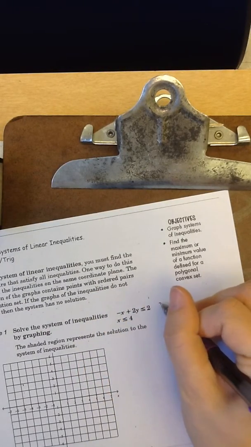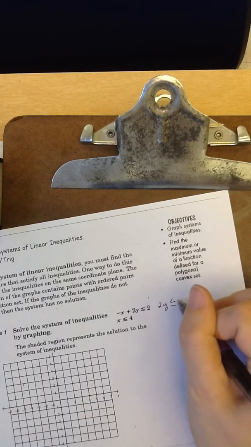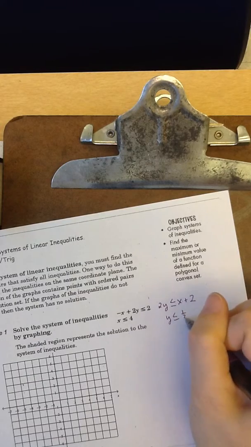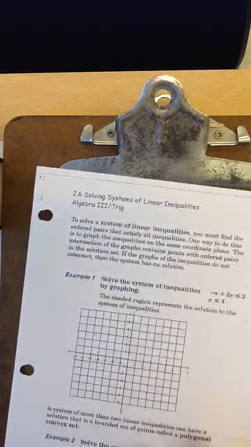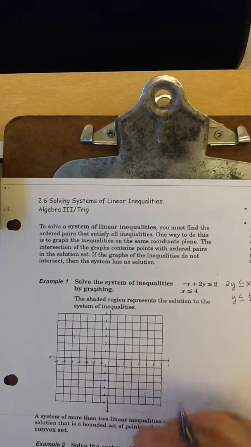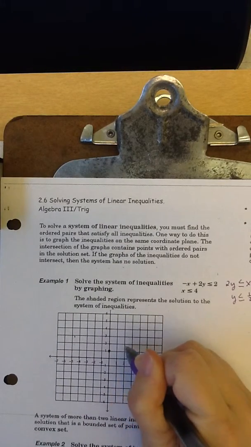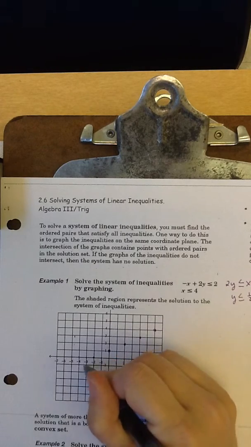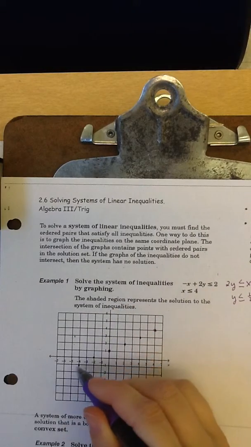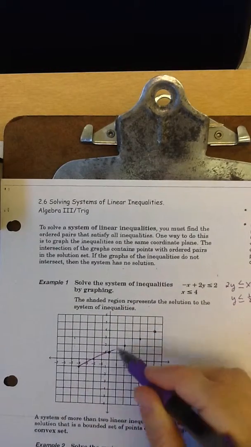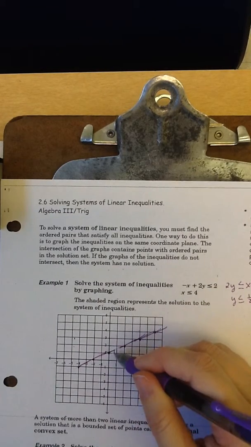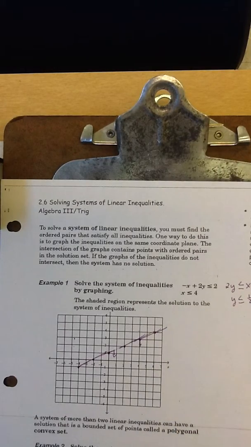First, you want to solve for y. So 2y is less than or equal to x plus 2. y is less than or equal to 1/2 x plus 1. y-intercept of 1, slope of 1/2. I'm going to sketch it, of course. It's less than, so you would shade below. I don't shade until I have everything graphed, so I have an idea of where I need to shade.